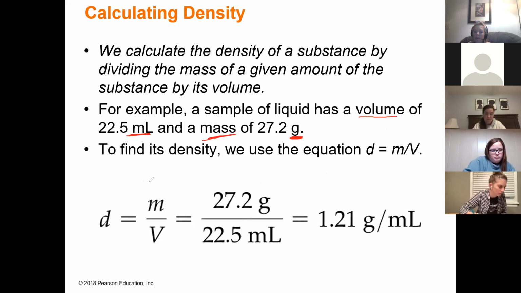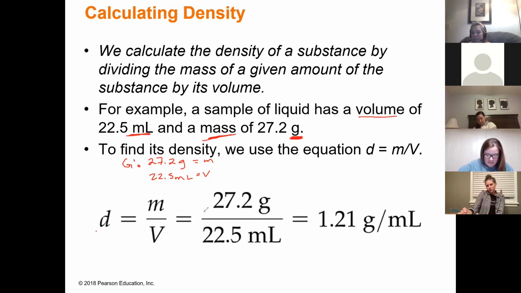So we've got our given information here, which is that we have 27.2 grams. We also have 22.5 milliliters. This here is my mass. This here is my volume. I still would sort and organize your information. Write out your equation, density equals mass over volume, and then you plug it in, right? So we plug our M value in on top and we plug our V value in on bottom. We divide them out, we get 1.21.